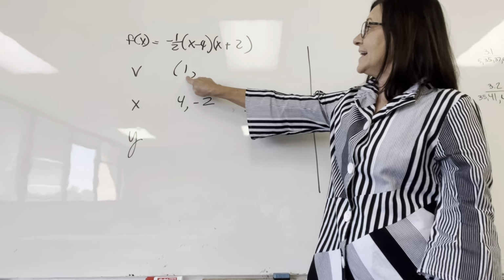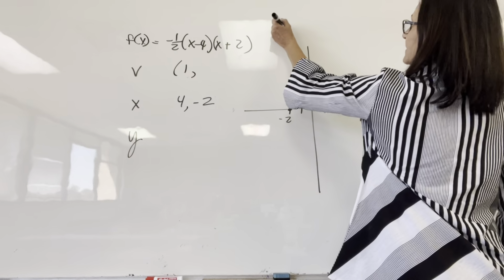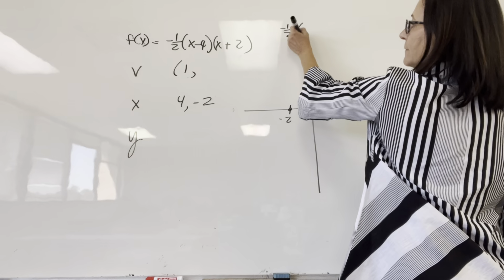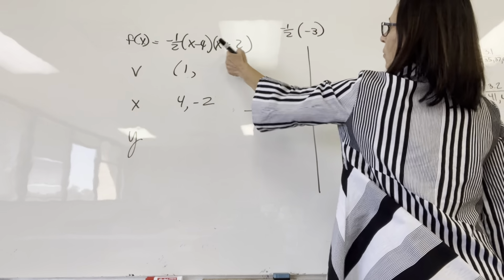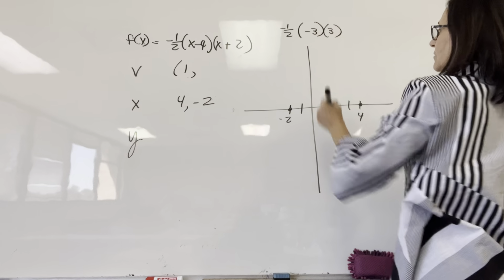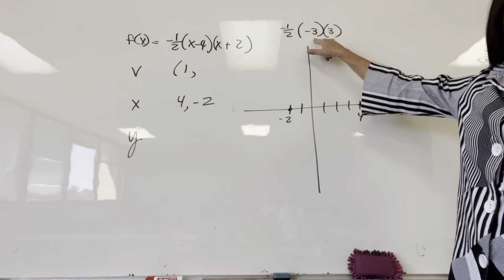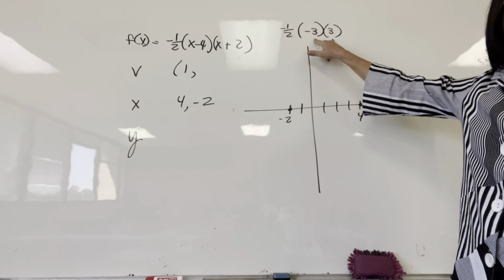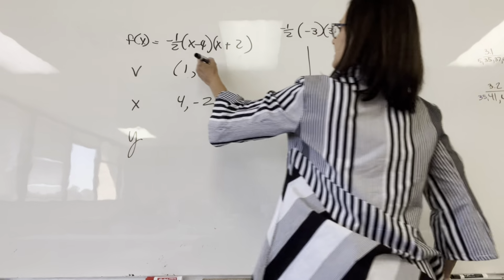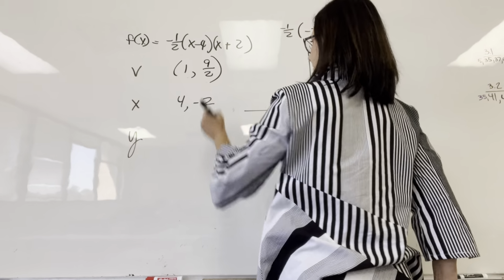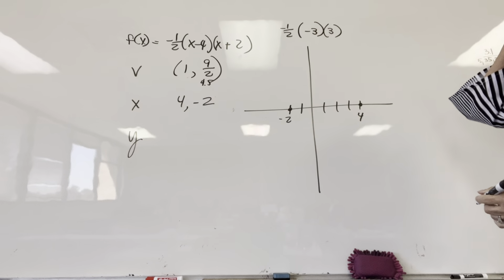Then we plug this in to get the y value. So it's -1/2 times (1 minus 4), which is -3, times (1 plus 2), which is 3. So we know it's going to be positive. Positive what? Positive 9/2.